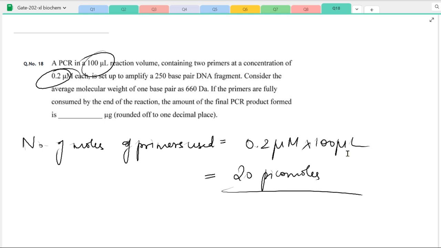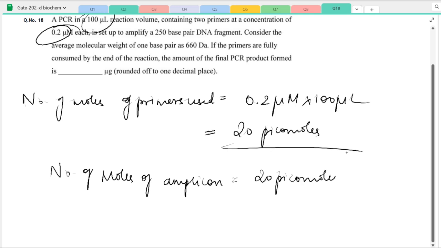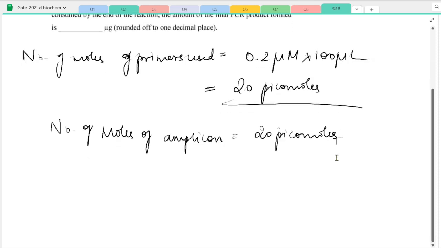Okay, so if 20 picomoles of the primers are completely consumed, then the number of moles of the amplicon, or the DNA fragment that is amplified, is also going to be 20 picomoles. So the number of moles of the amplicon is also 20 picomoles, right? If you know the basic PCR reaction. So in that case, let's first calculate the molecular weight in microgram for one amplicon.